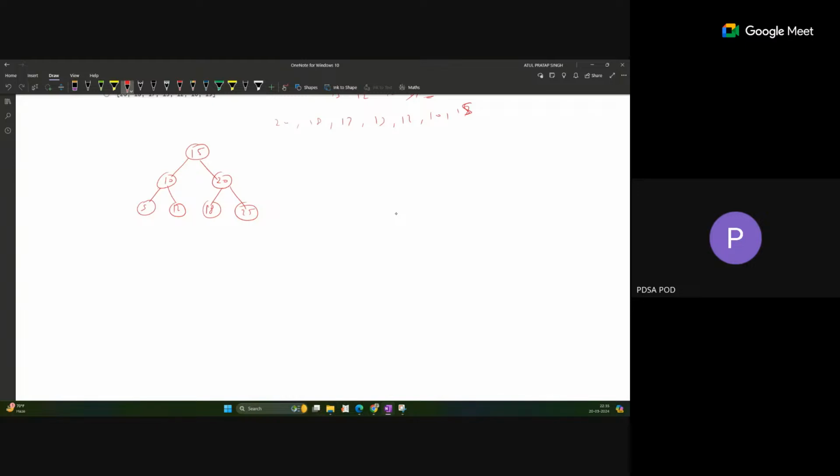First we'll discuss how we will get the in-order, but I'll also check the pre-order and post-order. So what is the in-order for this? Can anyone tell me the in-order for this? According to the in-order definition: left traversal, then print the node, and right traversal. Just use this formula.